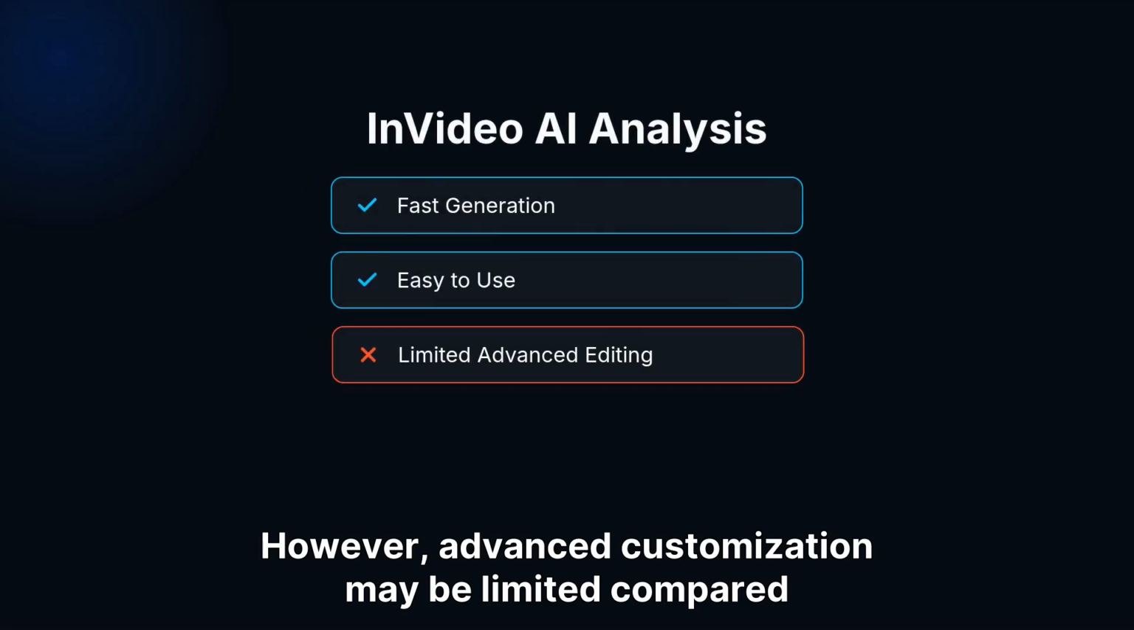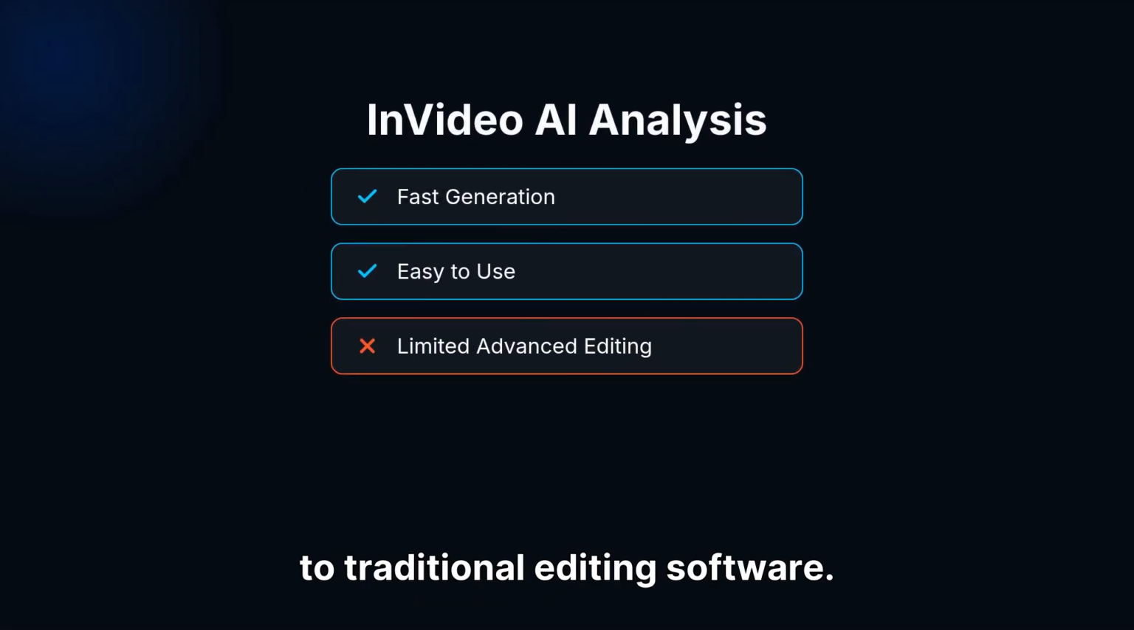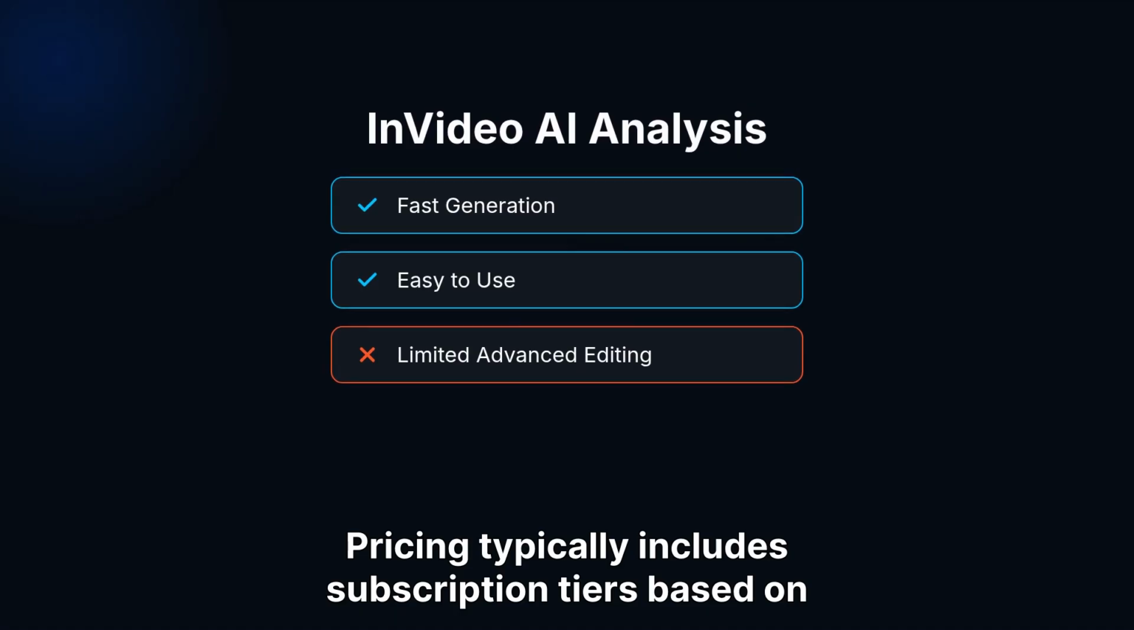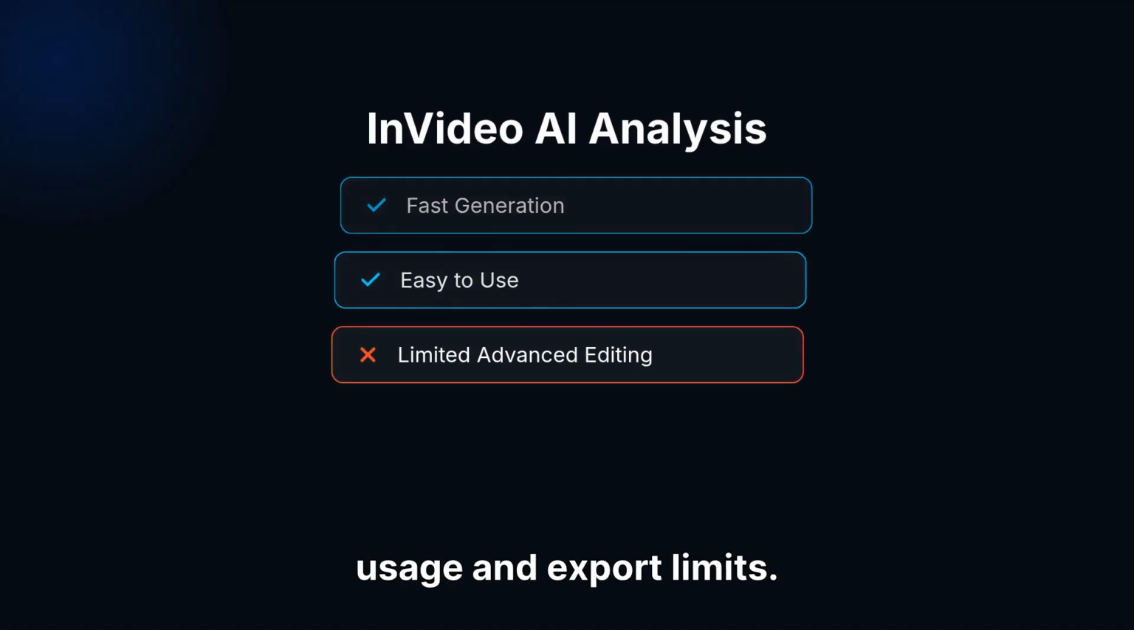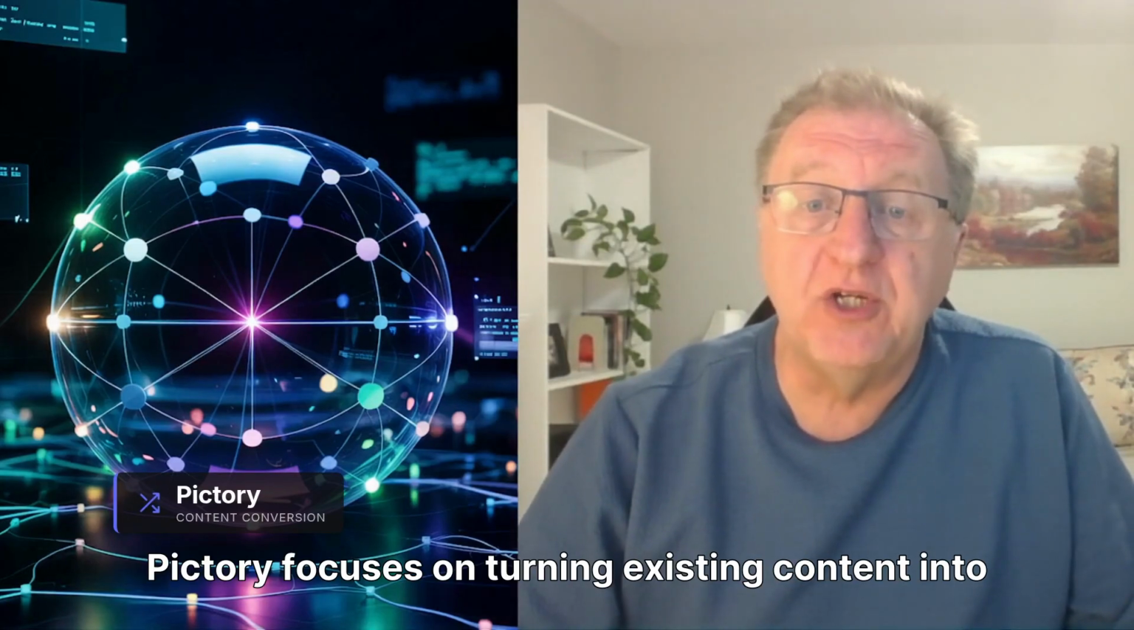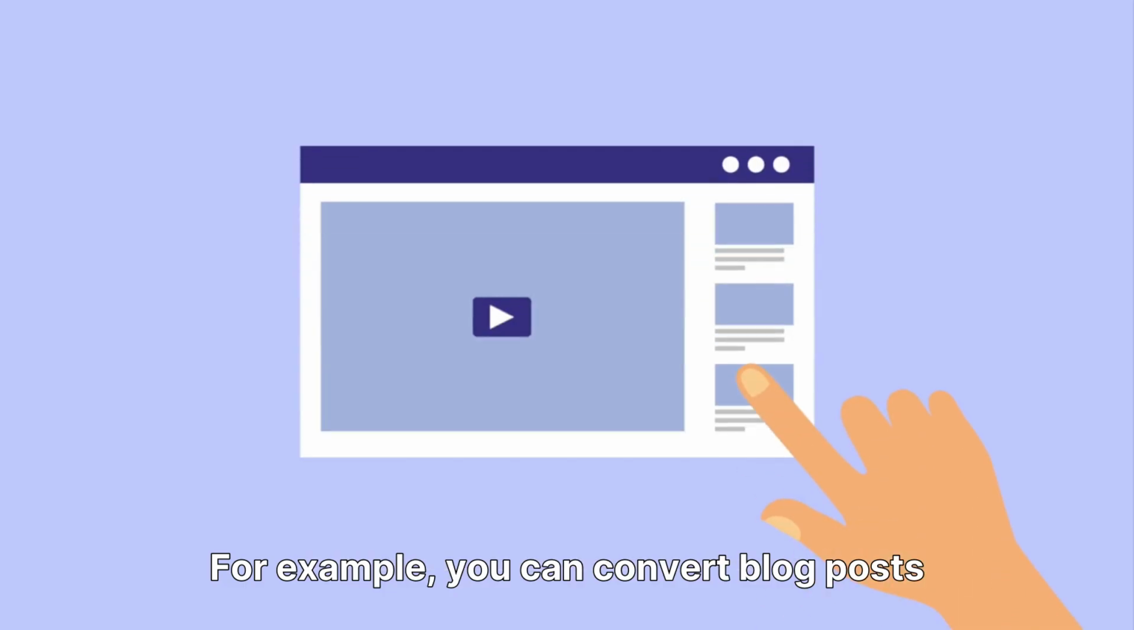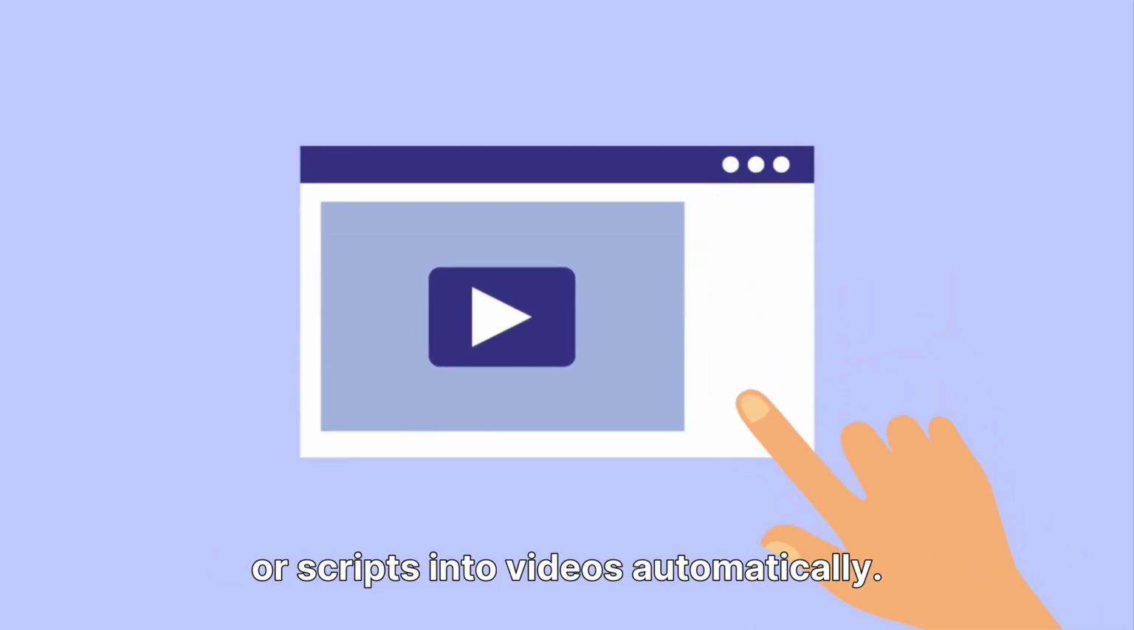However, advanced customization may be limited compared to traditional editing software. Pricing typically includes subscription tiers based on usage and export limits. Next, Pictory. Pictory focuses on turning existing content into video. For example, you can convert blog posts or scripts into videos automatically.